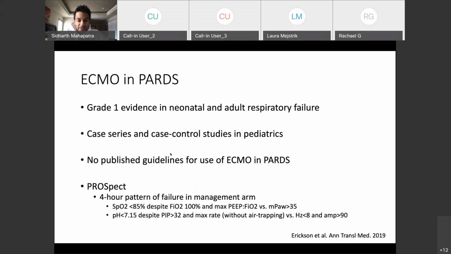If you have ventilation failure, pH less than 7.15, despite a PIP of 32 and above, which is detrimental to the lungs, right? And maximal rate without air trapping. Or if you're on the oscillator, a very low hertz under 8 or a very high amplitude above 90. So all of us can recognize that those are some very, very high vent settings, and that anything within those ranges, you should start thinking about the fact that ventilation isn't working, and continuing to try to ventilate those lungs is really adding injury on top of what's already going on underneath.